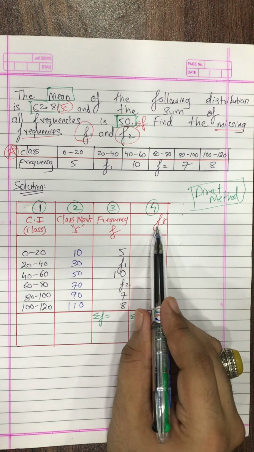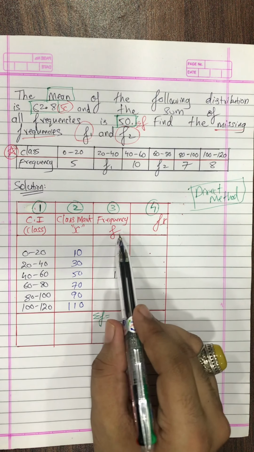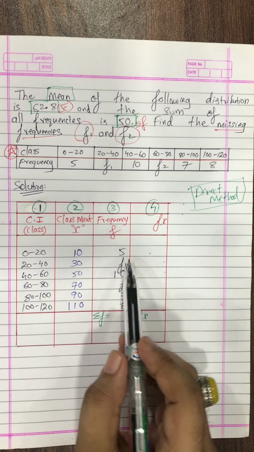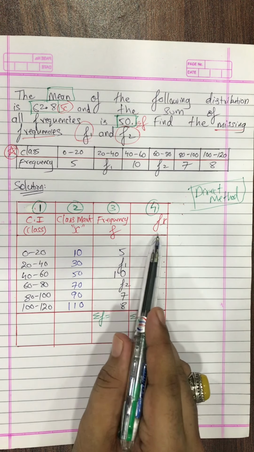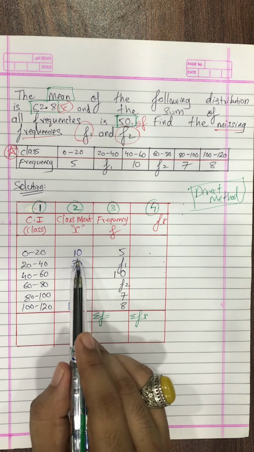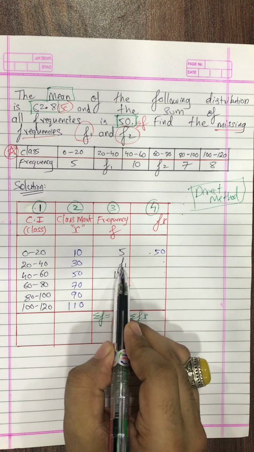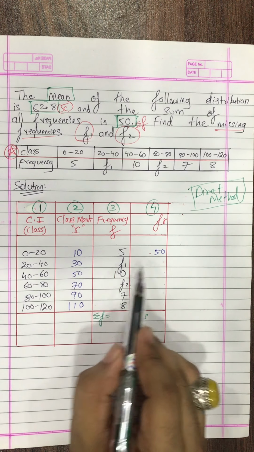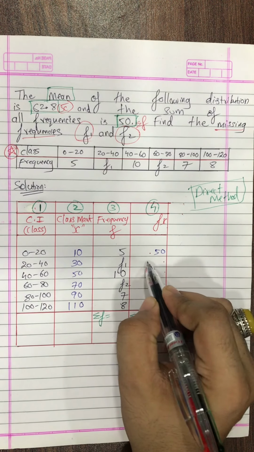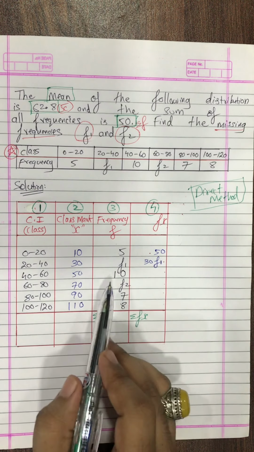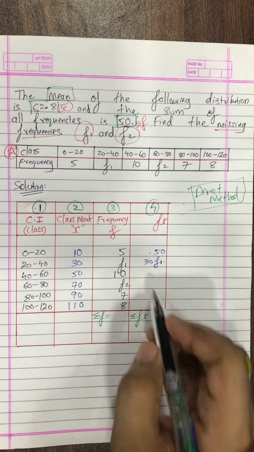Now, sir, the last column is f into x. This is my f. Frequency I have just copied from here, and this is my x. So f multiplied by x. 5 multiplied by 10 comes here to be 50. F1 multiplied by 30, students, pay attention, comes to be 30 F1. Okay. 10 multiplied by 50 comes to be 500.